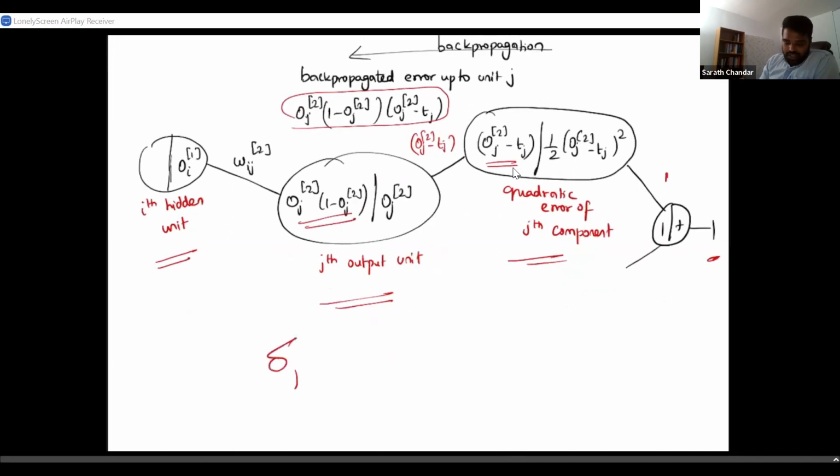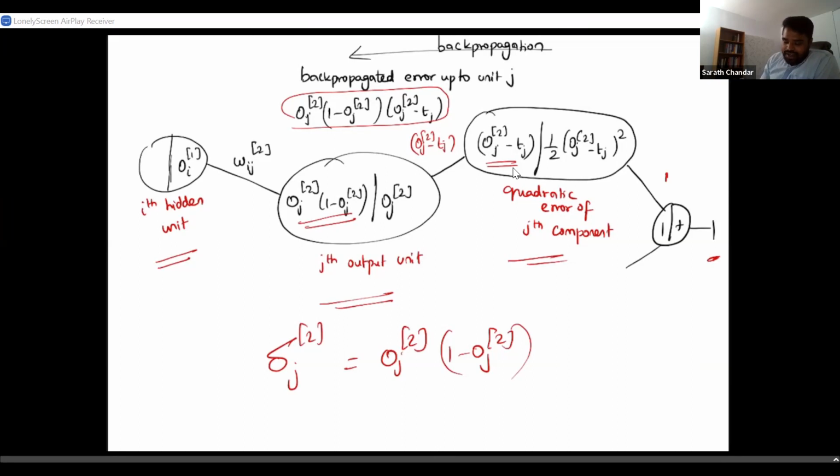So del j of 2 is given by oj of 2 into 1 minus oj of 2. So it's oj into 1 minus oj. Can someone tell me what is the activation function that I'm using in the jth output unit if the differentiation is O into 1 minus O? Sigmoid, is that correct? Is everyone sure that it is sigmoid? Yeah, so it is sigmoid, right? So that's why I put O into 1 minus O here.